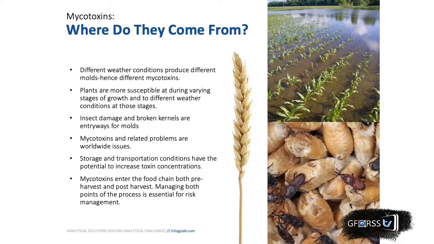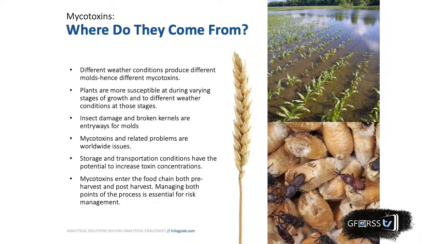In addition, plants are more susceptible to mold invasion during specific times in their growth and development. Any broken kernel, damage from insects, immature kernels, etc., will allow entryway for molds. And once those molds are in, they have a food source and they can then produce toxins. This type of contamination happens in the field prior to harvest.